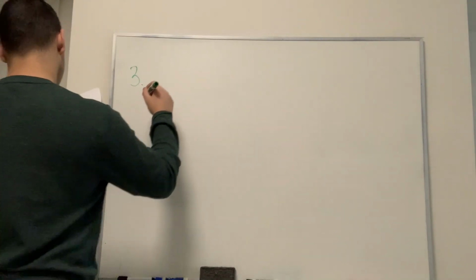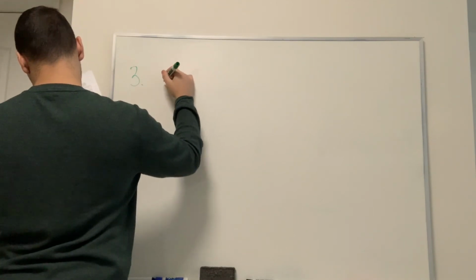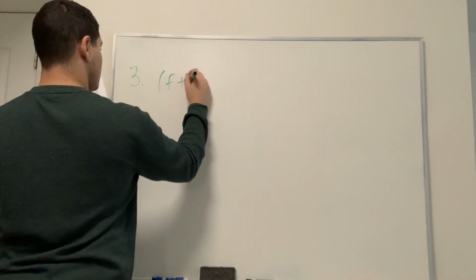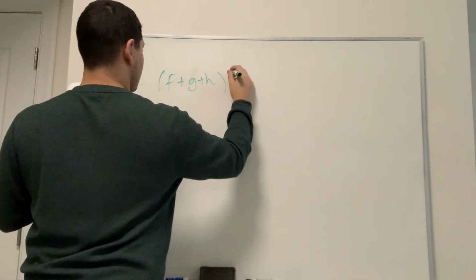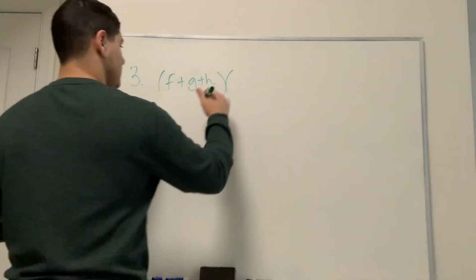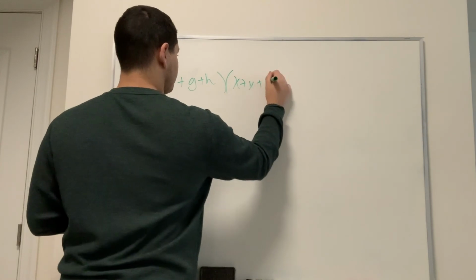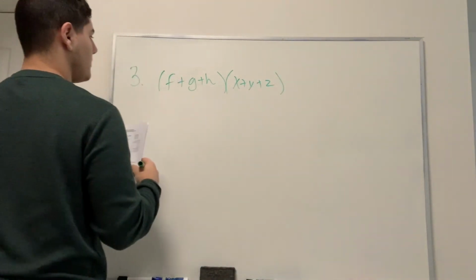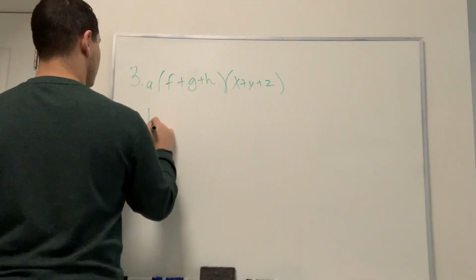So 3, that'll be like the summer party or something. So that's part A.